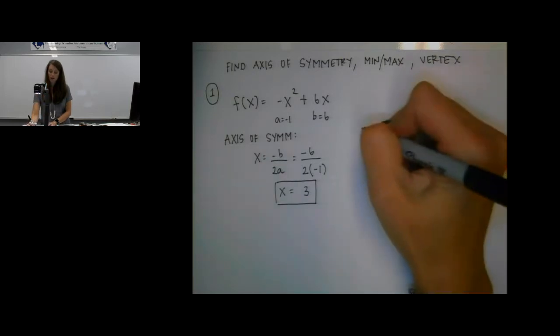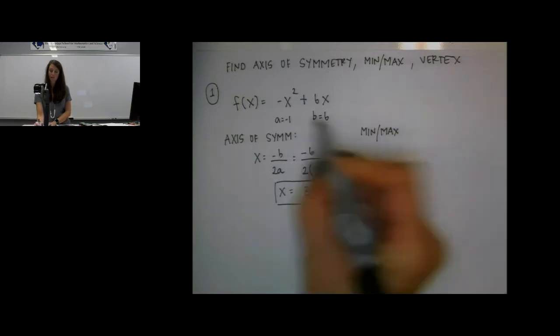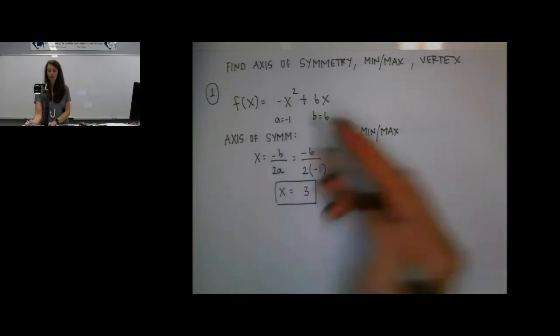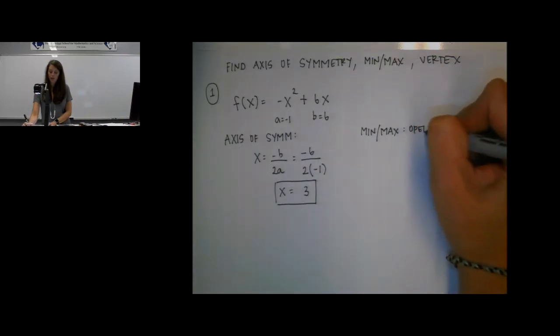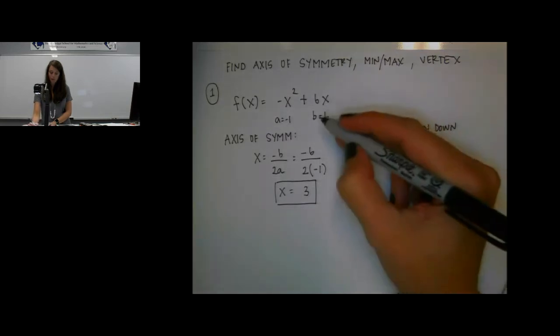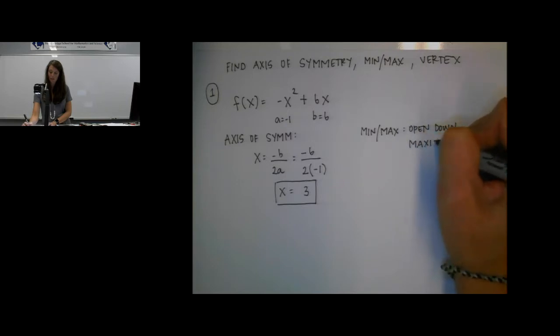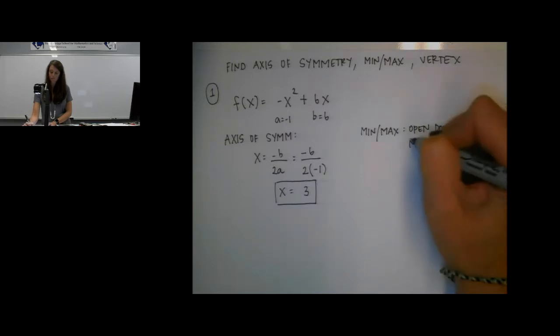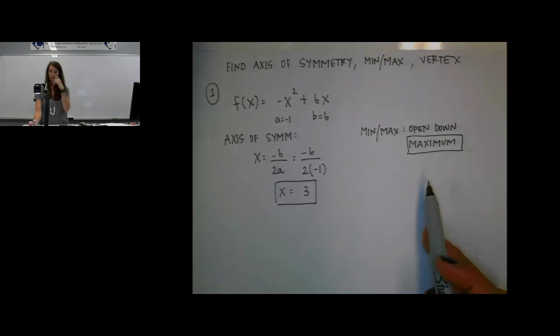Okay, is it a min or is it a max graph? Just looking at this, this is a negative right here. So that means it's going to open what? Open down, right? So that means that that's going to be a maximum point. So A is negative, so it is going to open down, so it's going to have a maximum.